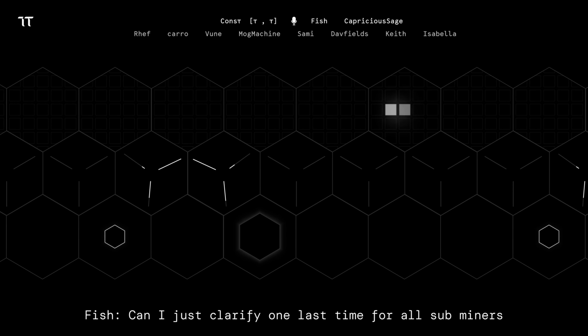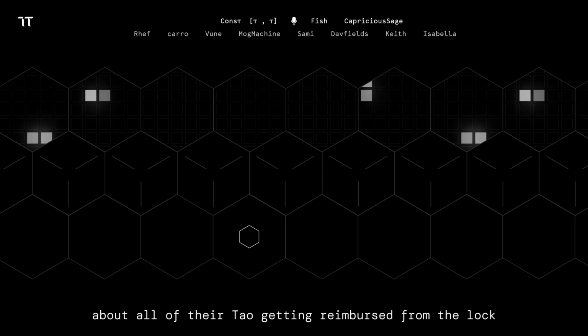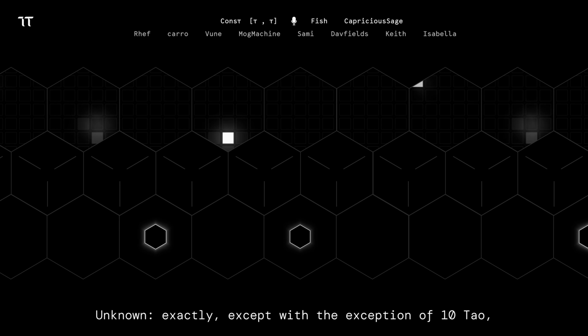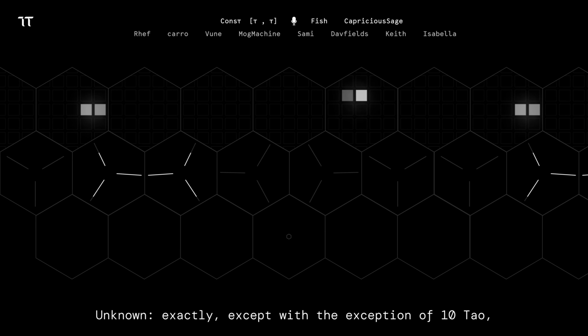Can I just clarify one last time for all subnet owners about all of their tau getting reimbursed from the lock costs, except for, is it 10 tau now? Exactly. With the exception of 10 tau.